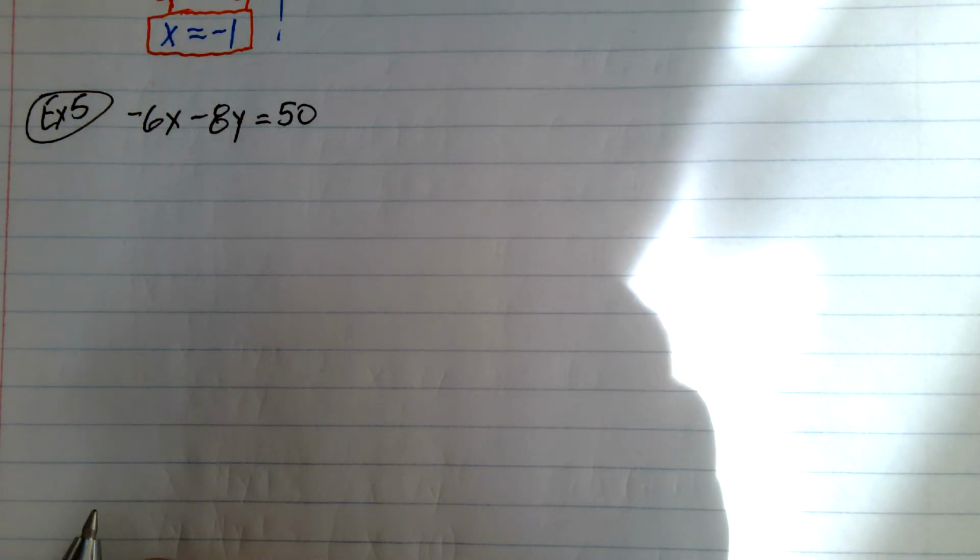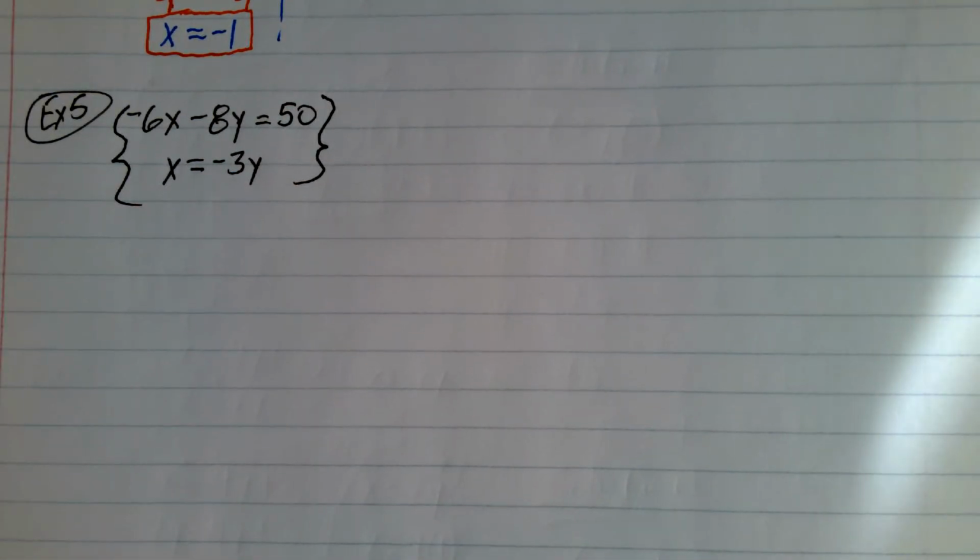But let's do example 5. Okay, here we go. Negative 6x minus 8y equals 50. And then we have x equals negative 3y.